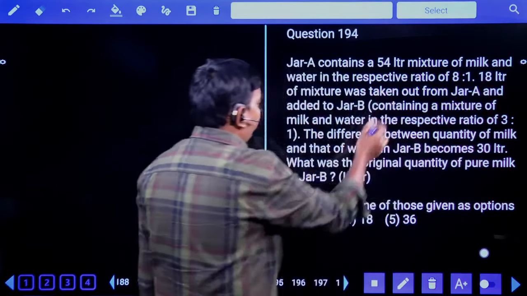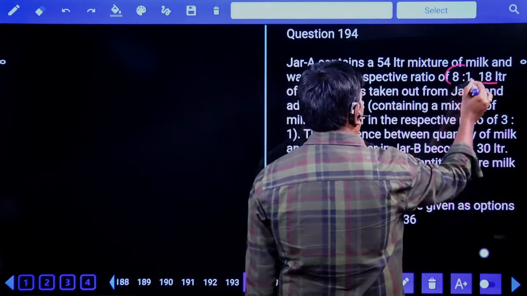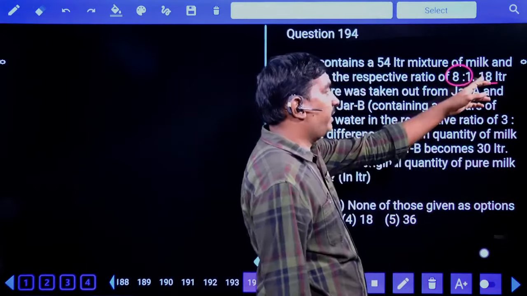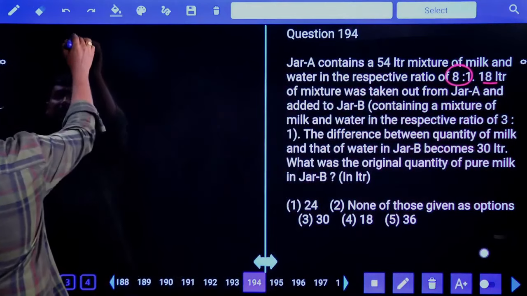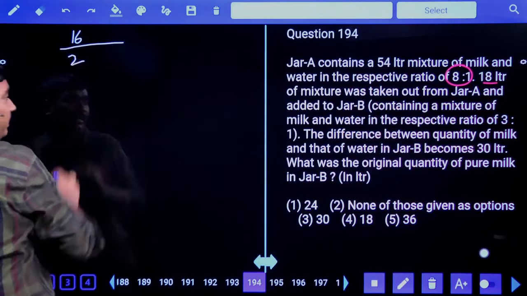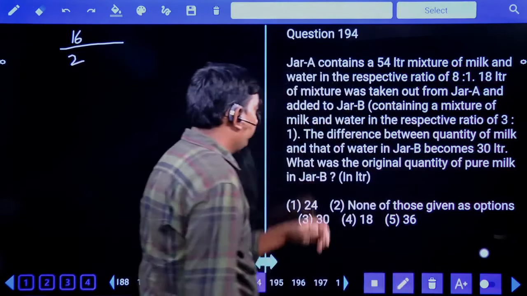18 liters of the mixture was taken out. Means 18 liters were also taken out in the ratio of 8:1. 8 plus 1, 9 parts value 18 liters. 1 part value 2 liters. 8 2s are 16 liters milk, and 2 liters water, taken out from jar A and added to jar B.